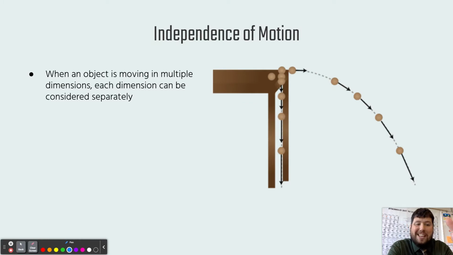The really neat example of this is the question about a bullet fired versus a bullet dropped. If you take a gun and were to fire it straight forward and at the same time drop a bullet from the exact same height, both of those bullets would hit the ground at the same time. And that's due to the independence of motion, that the motion of a ball, let's say you have a ball rolling off of a table like this, the motion up and down does not affect the motion side to side.